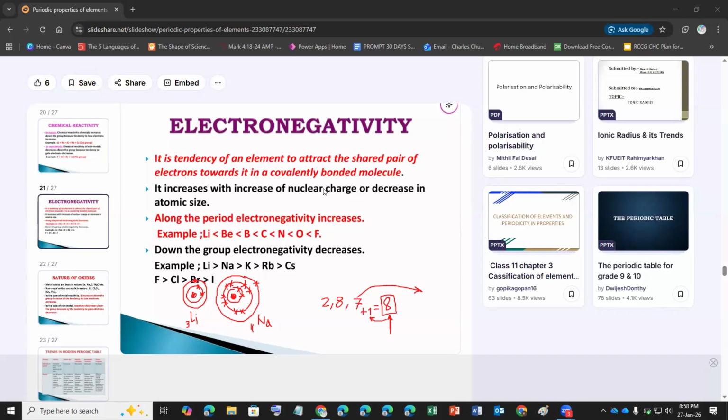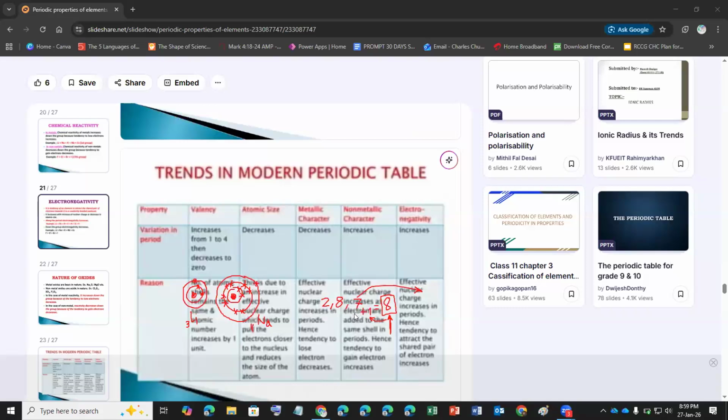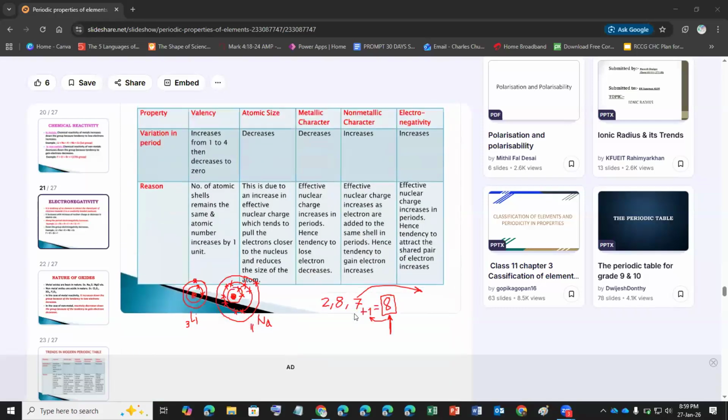And of course, you can guess that non-metallic character of an atom is what helps it to have a higher electronegativity value. Okay, all right. So because it wants to attract rather than repel or give away. Okay. So I think this is a summary of the trends.